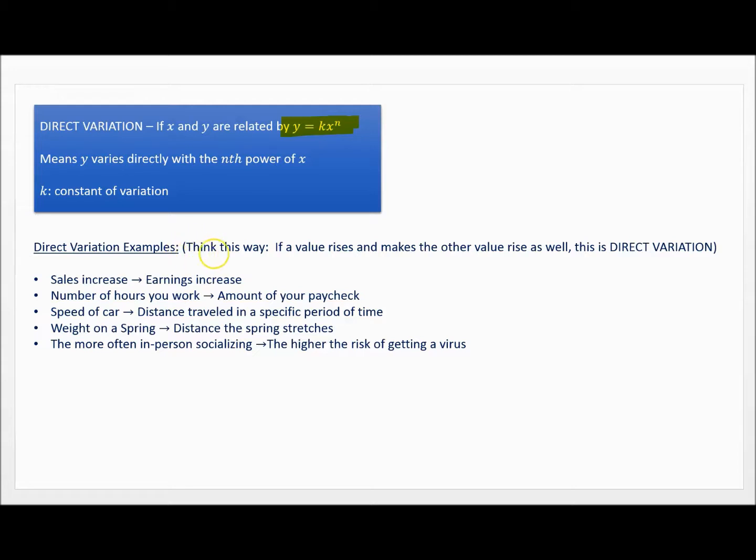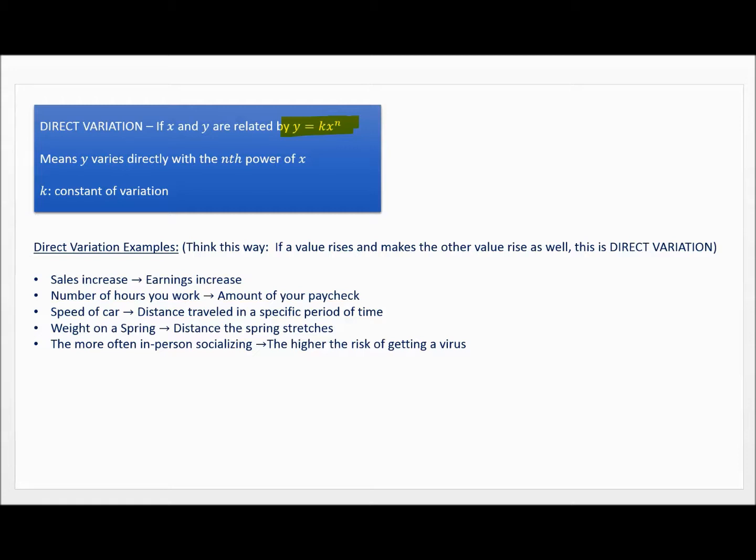So notice something right here. Think of it this way. If a value rises and makes the other value rise as well, this is direct variation. So if you're comparing two values, if one value goes up, then that makes the other value go up. Okay? So for example, in the middle of what we're dealing with right now, if the number of coronavirus cases goes up, then the death rate from coronavirus goes up. You with me? So they are directly related to each other.